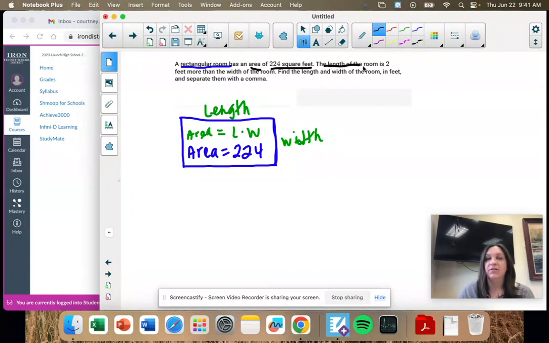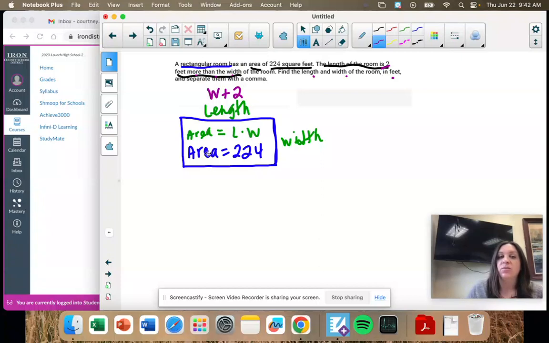The length of the room is 2 feet more than the width. So how could we write that? We need to write it as an equation, as an expression. So 2 feet more than the width. So if I take the width and I'm going to add 2 feet. Find the length and the width of the room in feet and separate them with a comma.